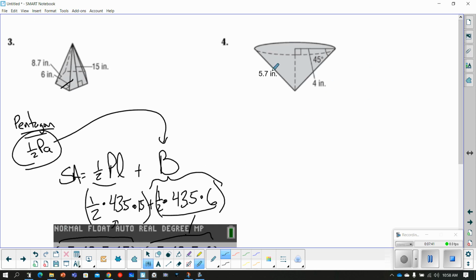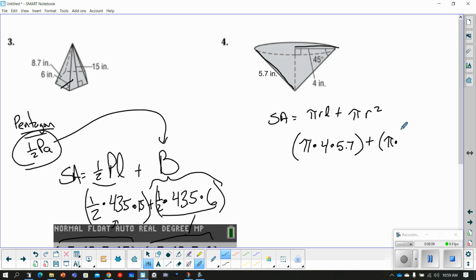Last question. Okay, we've got 4 inches going right across here. We've got 5.7 inches as the slant height. So the surface area of a cone is pi r L plus pi r squared. So pi times the radius of 4 times the slant height of 5.7, plus pi times 4 squared. Close that up. Now I've been working this out separately, but since I've been doing this all at one time on the calculator, let's go ahead and do that on this one too.